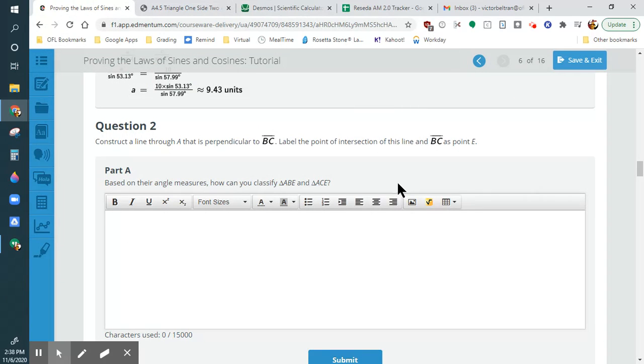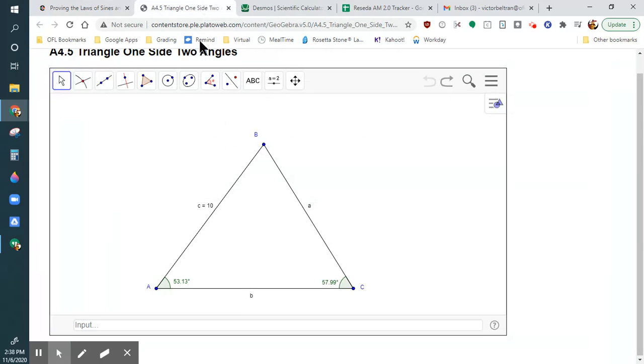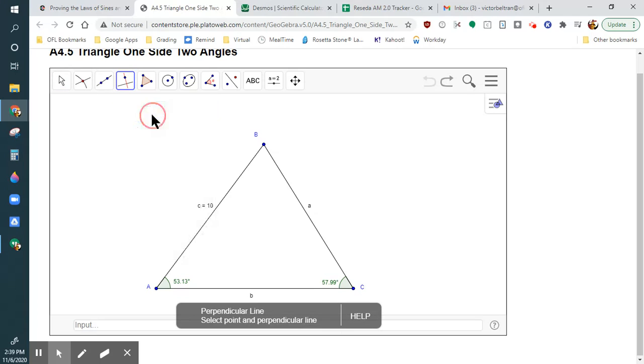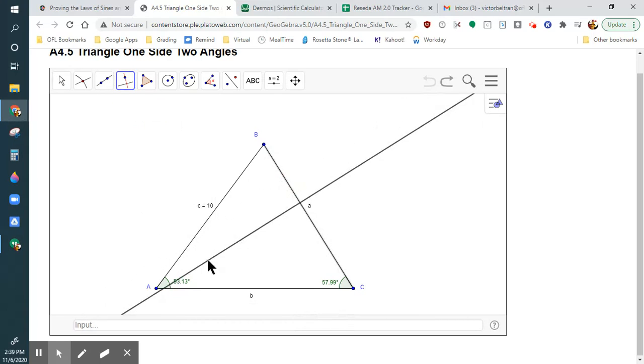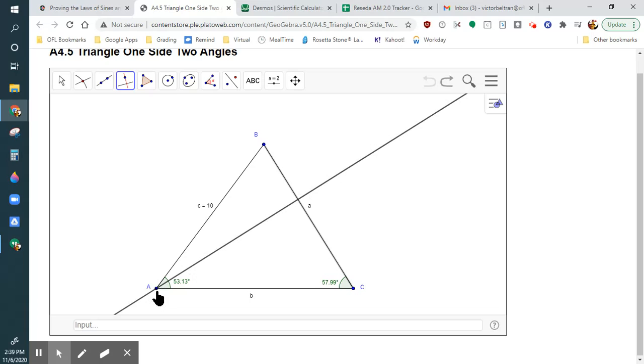I'm going to make a line that is perpendicular to BC and intersects at point E. So label a point of intersection at E. Construct a line through point C or point A perpendicular to BC. So I'm going to do another perpendicular line. Click here. The point we want it to be perpendicular to is right here.